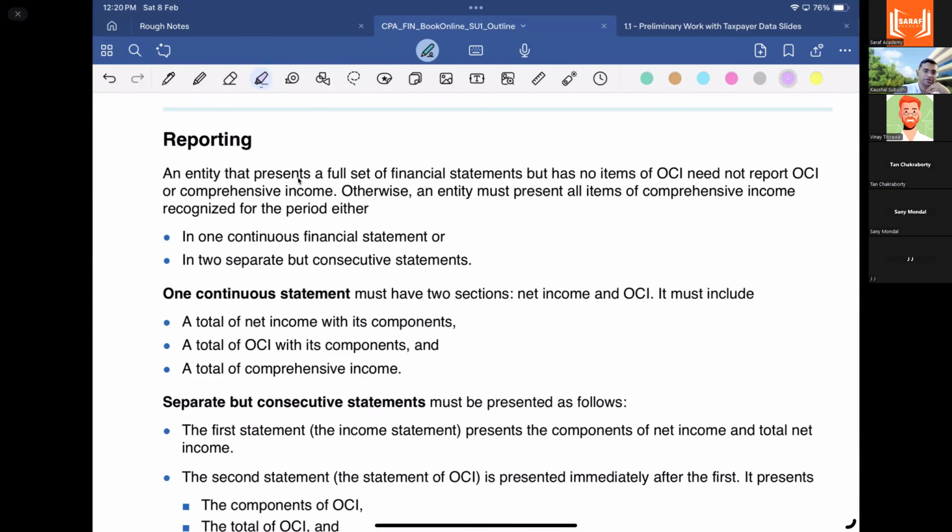An entity that presents a full set of financial statements but has no items of OCI need not report OCI or the comprehensive income. Otherwise, an entity must present all the items of comprehensive income recognized for the period, either in one continuous financial statement or in two separate but consecutive statements, right?